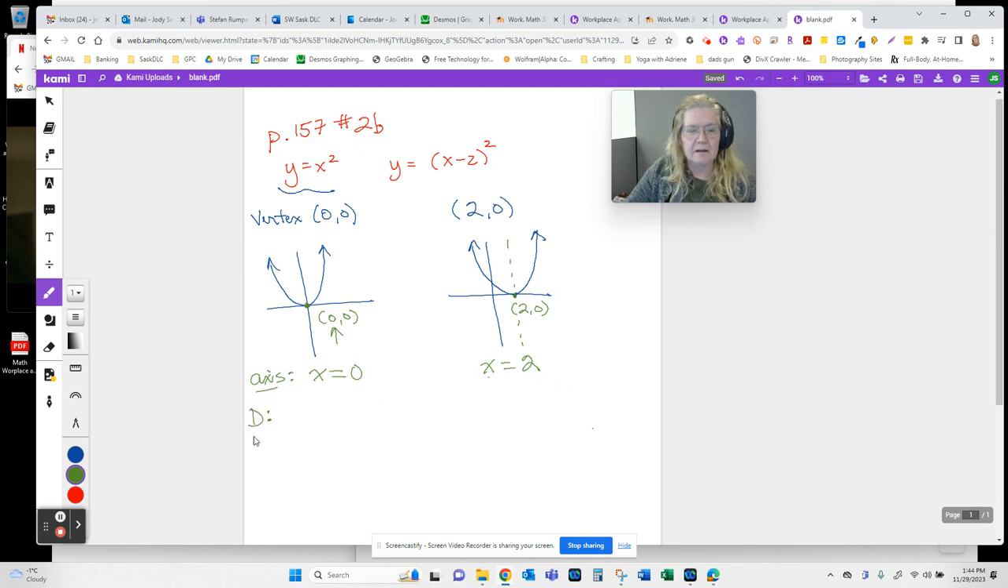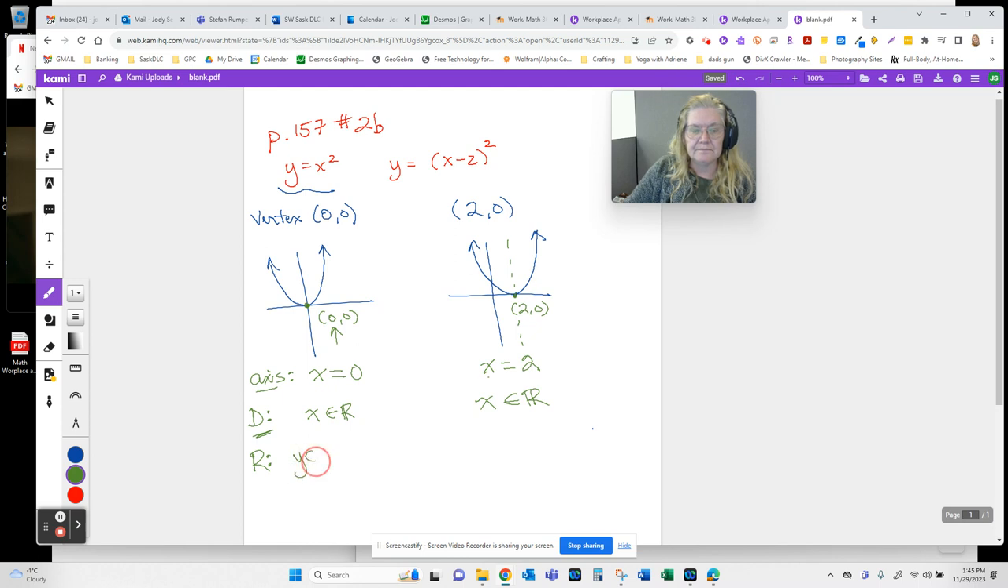Domain. Easiest thing in all of this unit: for every parabola you do in pre-calc 20, the domain is x is an element of the real numbers. All that means is, since the parabola gets wider and wider forever, if we could list every ordered pair on there, every number that exists will be used as an x value. It covers everything. Range, on the other hand, is always going to have some limit.